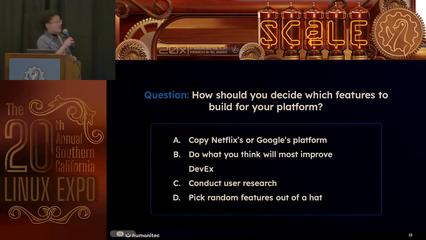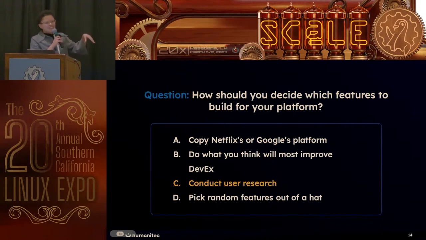Now, I have a question for all of you. How should you decide which features to build for your platform? I'm going to go through the options again, and please humor me by raising your hand. It's not graded, so no pressure. Okay. Option A, do you copy Netflix or Google's platform? Thank you. Option B, do you do what you think, as an engineer, will most improve the developer experience? Do you C, conduct user research? Y'all are smart. Do you D, pick random features out of a hat? I like y'all. Okay. The answer is C.